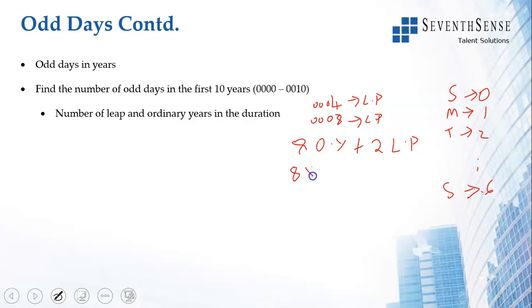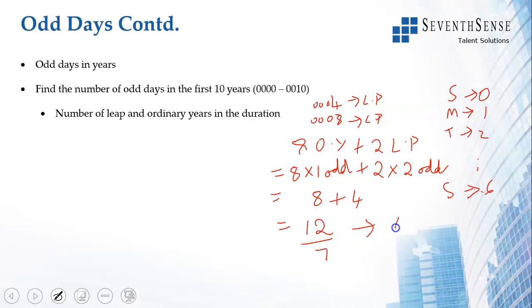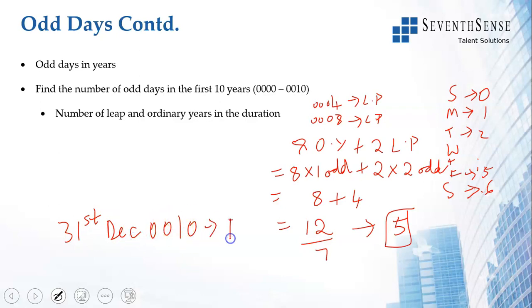8 ordinary years have 8 into 1 odd day, and 2 leap years have 2 into 2 odd days. So you can just add the number of odd days. You get 8 plus 4, which is 12. 12 divided by 7 gives me a remainder of 5. So Wednesday, Thursday, Friday is 5. So for 0010, the number of odd days is 5, which means 31st December 0010 is a Friday.